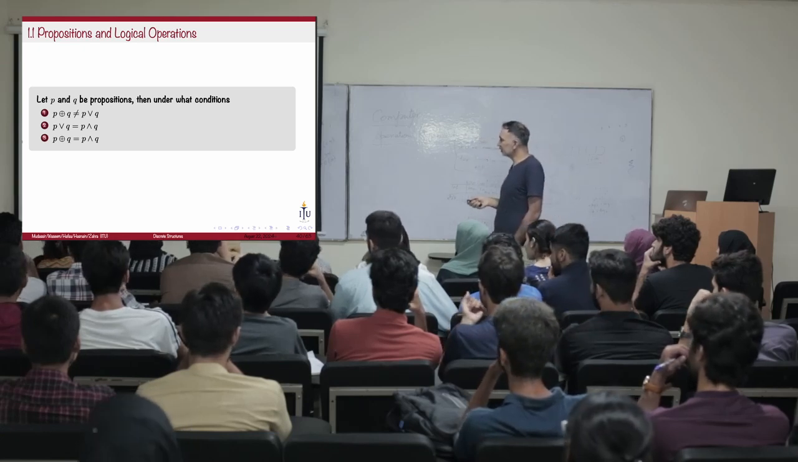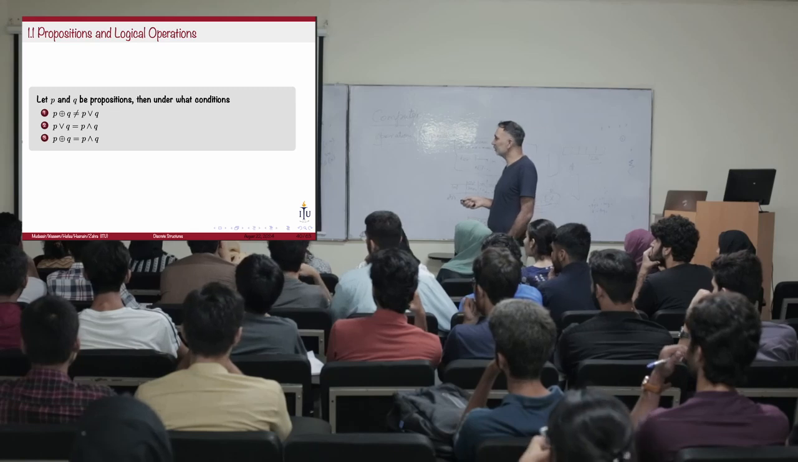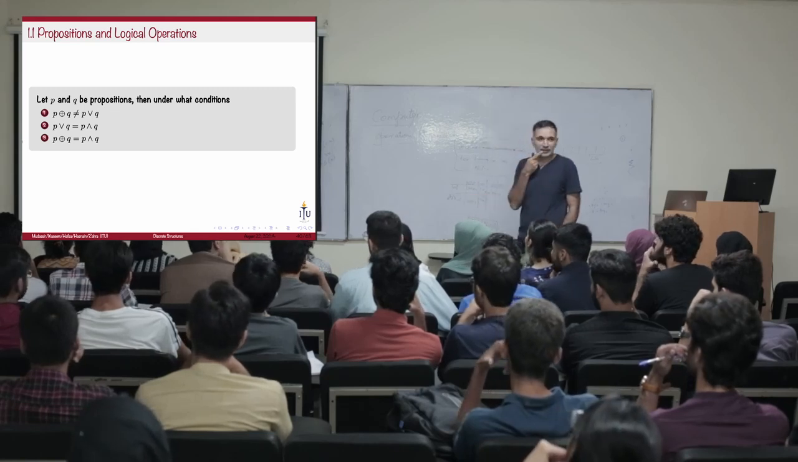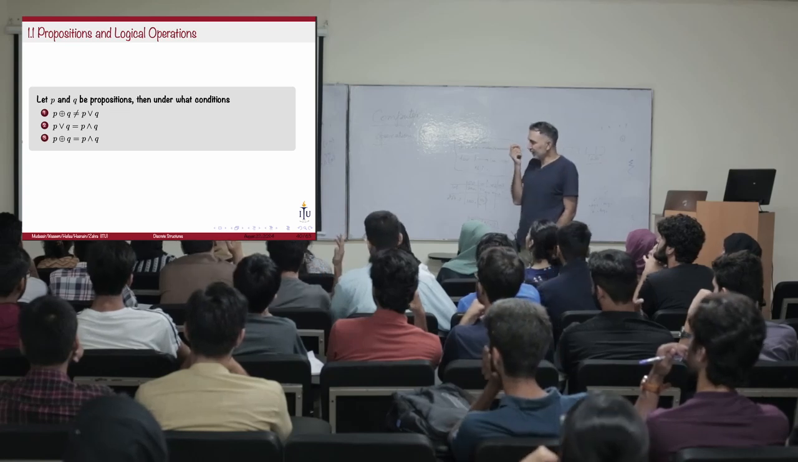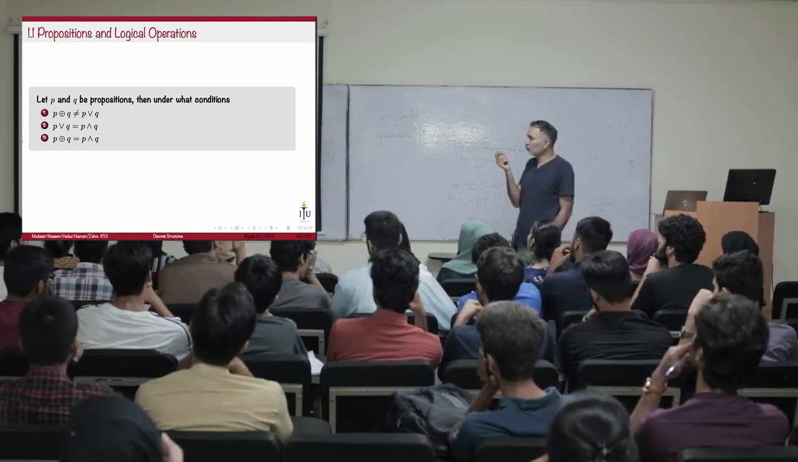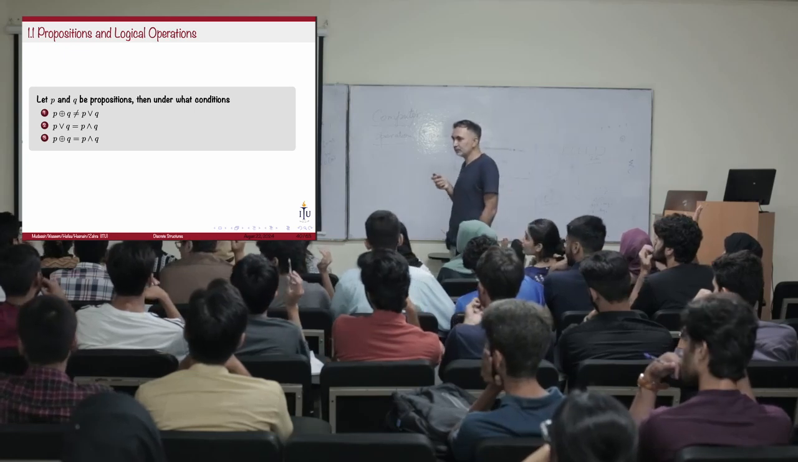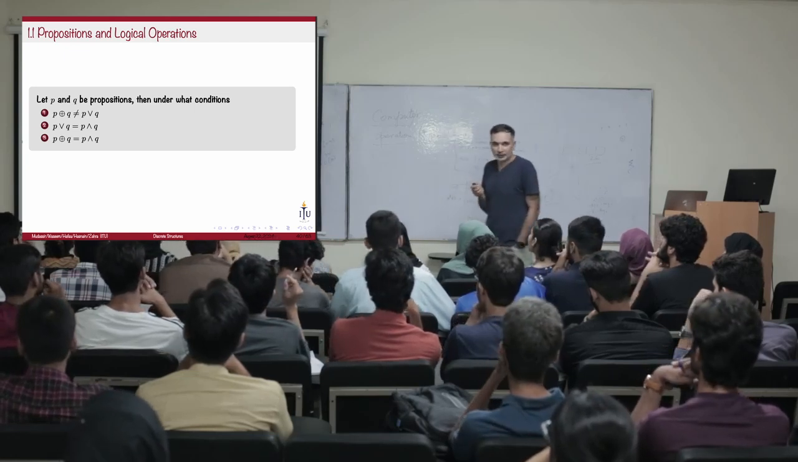All right. So this statement says that P exclusive or Q is not equal to P or Q. When will this happen? When will P exclusive or Q be different from P or Q? Yeah, when both P and Q are true. That's actually the answer.